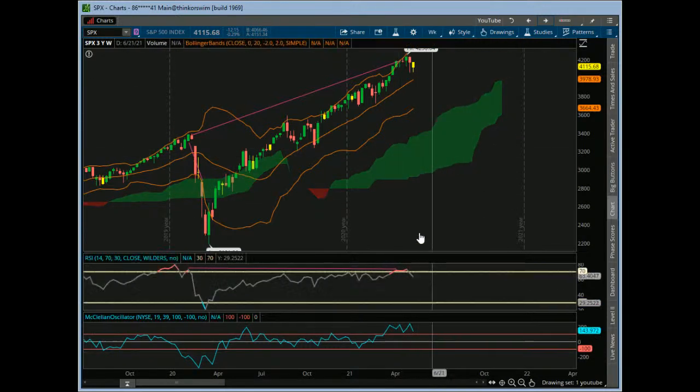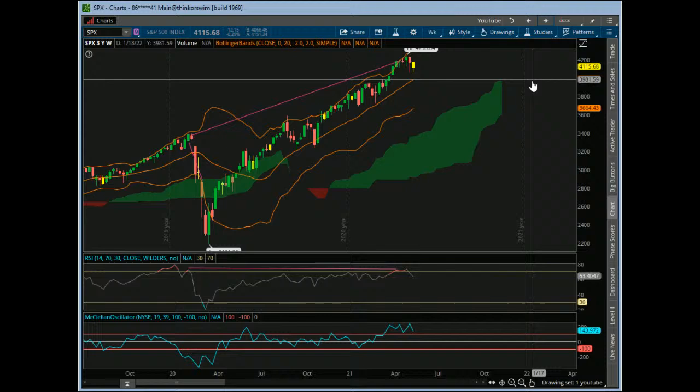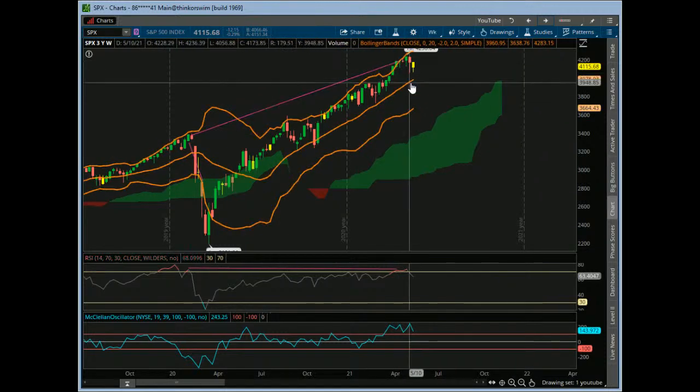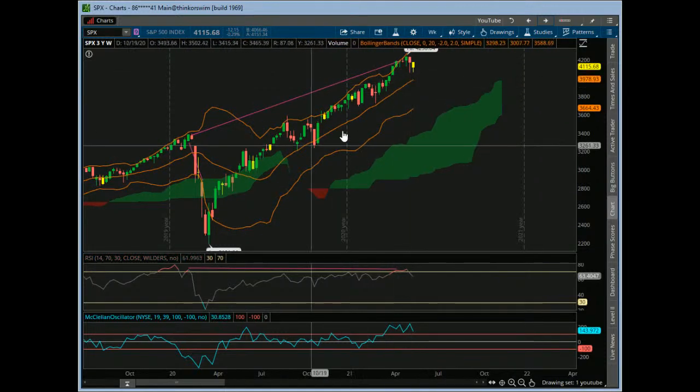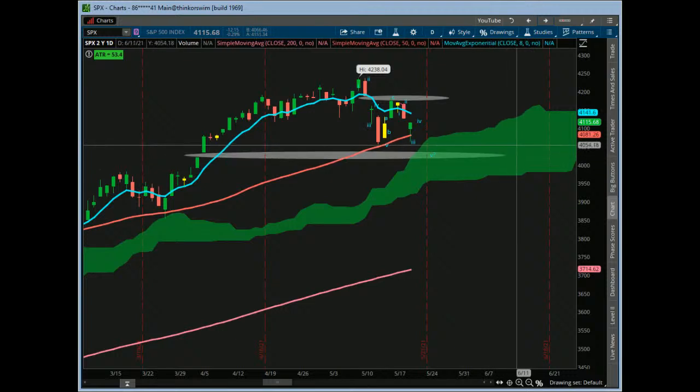We're still over positive 100 right here, so we're not too worried yet, but we wouldn't be surprised if we get a pullback to the mid Bollinger Band on the weekly chart. So we've definitely been tracking that.